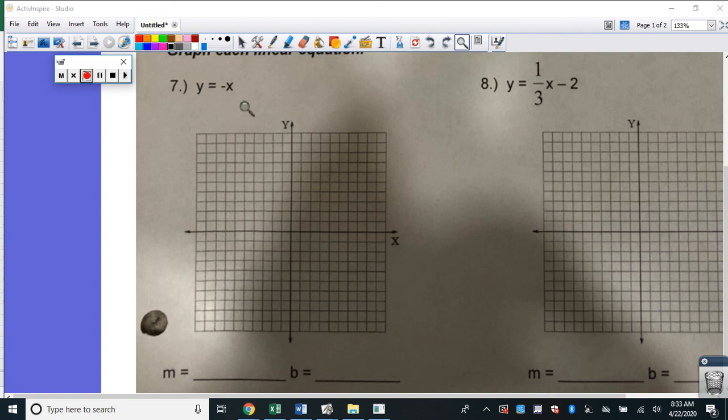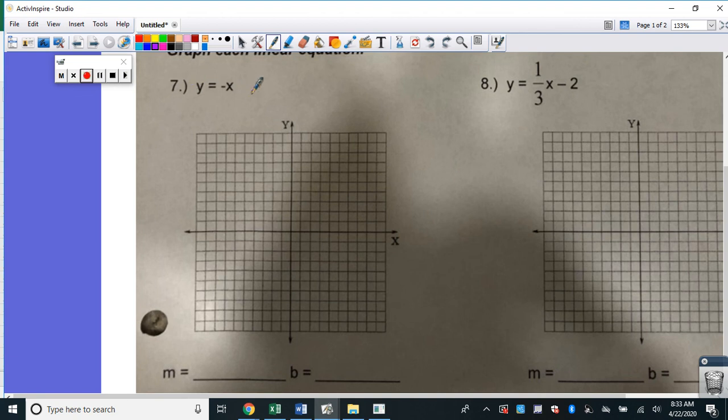Hey everyone. All right, so according to the Google form, you had the most questions about number 7, number 9, and number 13. So I'm going to go over those with you right now. I'm going to start with number 7.